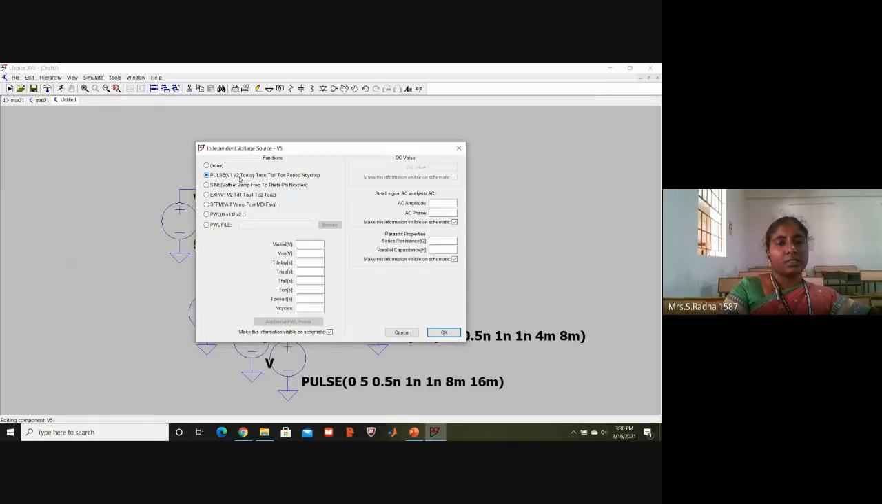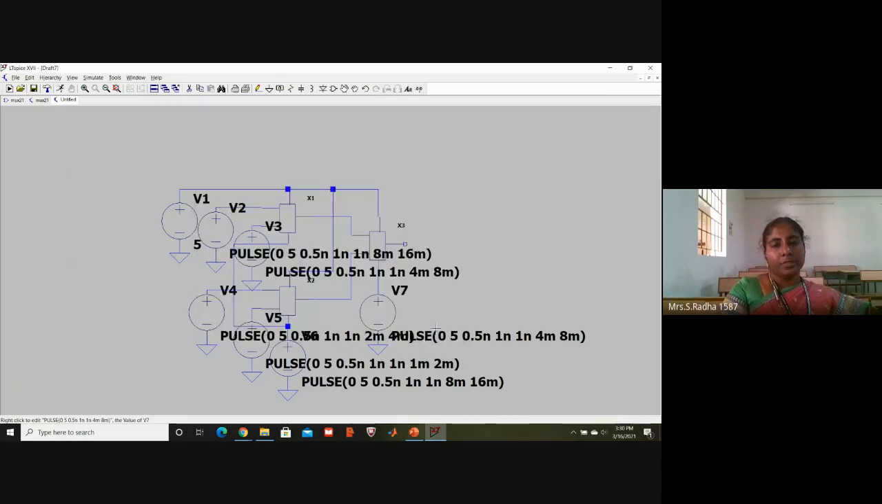This is the fourth input, the multiplexer's fourth input, with pulse 0 followed by 5. Delay is 0.5 nano, rise time, fall time, on time 1 milli, time period 2 milli. So 16, 8, 4, 2. Okay, that is what I have done with the inputs.